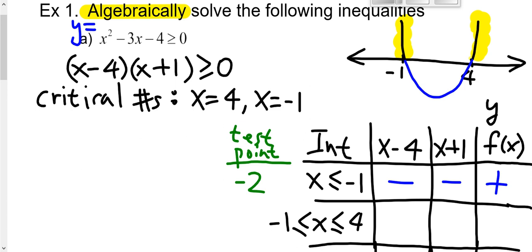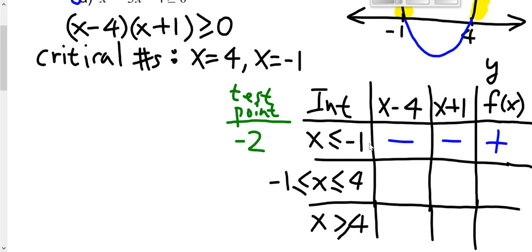Let's do a couple more. Let's finish this. Next, let's pick a number somewhere between negative 1 and 4. There are so many numbers you can use. You can use 0, 1, 2, 3, or you can use 3.99, something like that. But why do you want to make your life miserable? So if I were you, I'll pick 0.